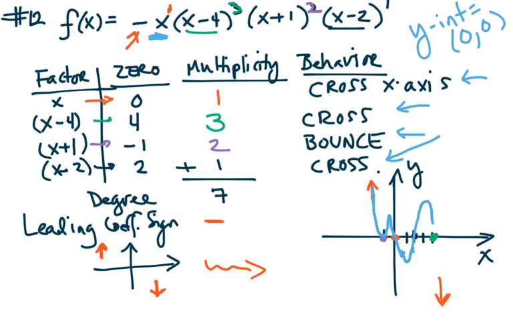As I approach the 0, 4, I'm going to go through it, and then my end behaviors are going to link together. My end behavior and my function graph are going to link together. So that's how you graph this polynomial.